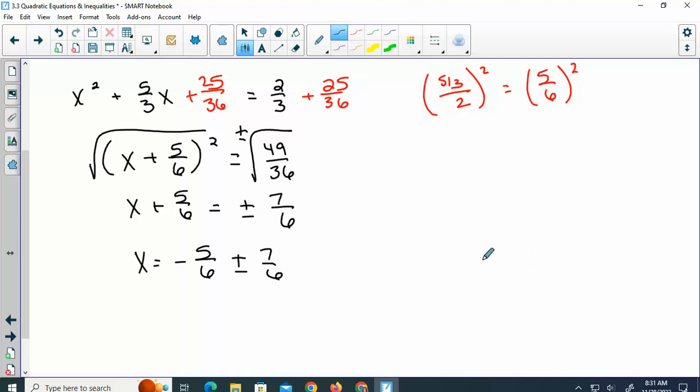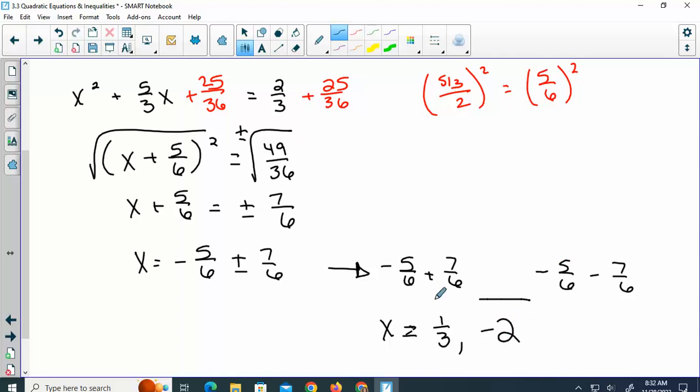Okay, what do you notice about those? Yeah, they're like terms. We can work this out. Negative 5/6 plus 7 over 6 and negative 5 over 6 minus 7 over 6. So when we add, we get 2 over 6 or 1/3. When we subtract, we get negative 12 over 6 or -2. Why did this one turn out to have a nice answer?